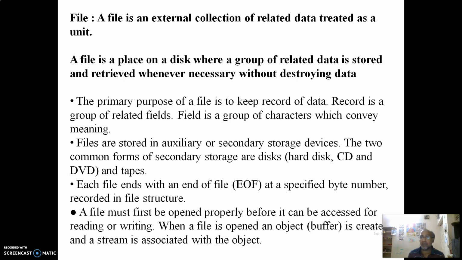The primary purpose of a file is to keep a record of data. A record is a group of related fields. A field is a group of characters which convey meaning. The files are stored in auxiliary or secondary storage devices.